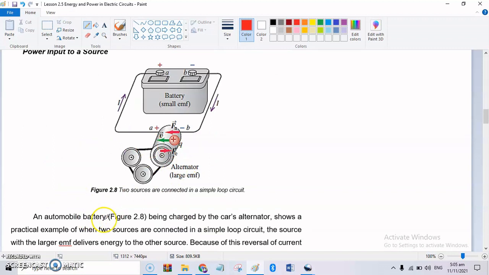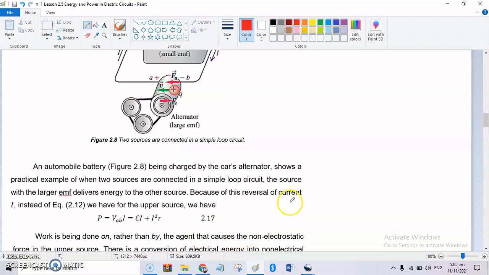An automobile battery in figure 2.8 being charged by the car's alternator shows a practical example of when two sources are connected in a simple loop circuit. The source with the larger EMF delivers energy to the other source. Because of this reversal of current I, instead of equation 2.12, we have for the upper source equation 2.17. Power is equal to VAB. Now it becomes positive.